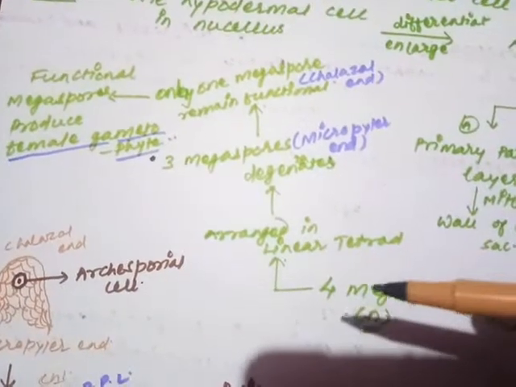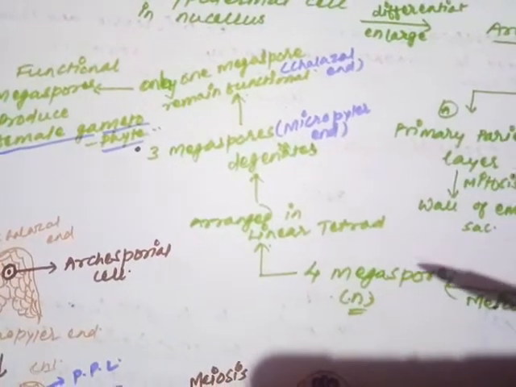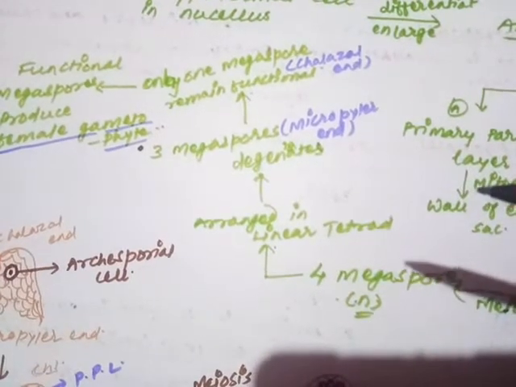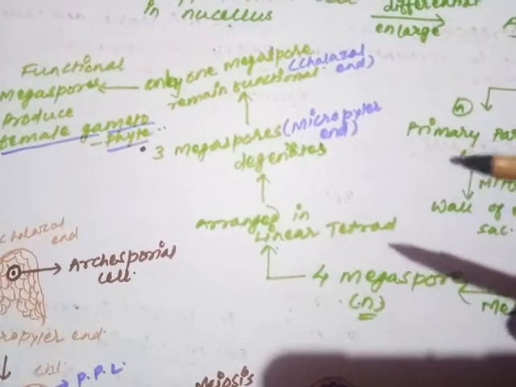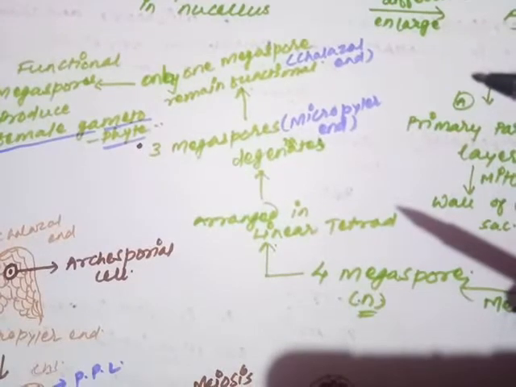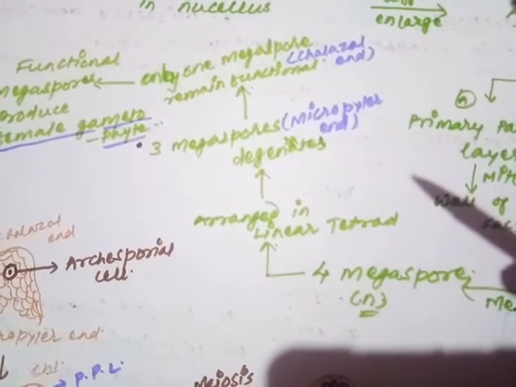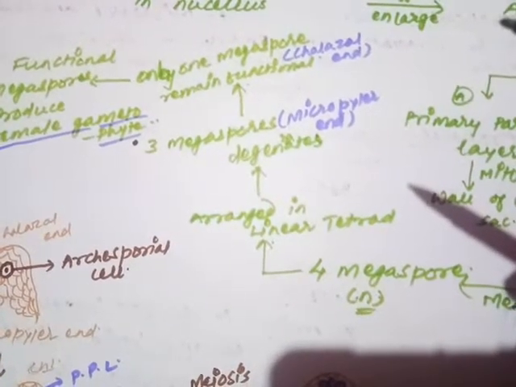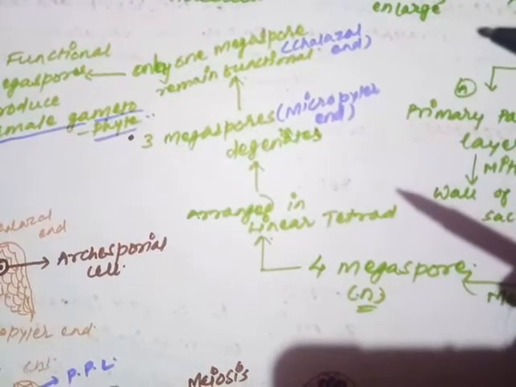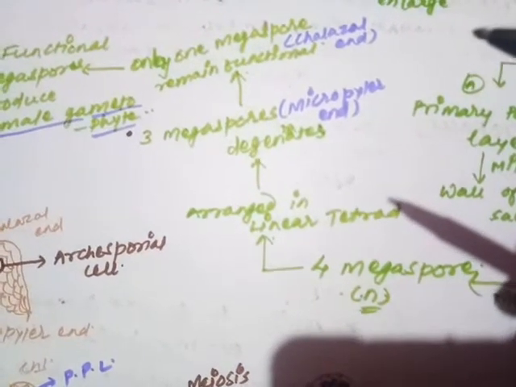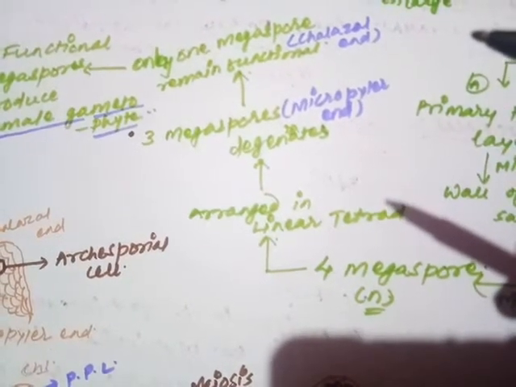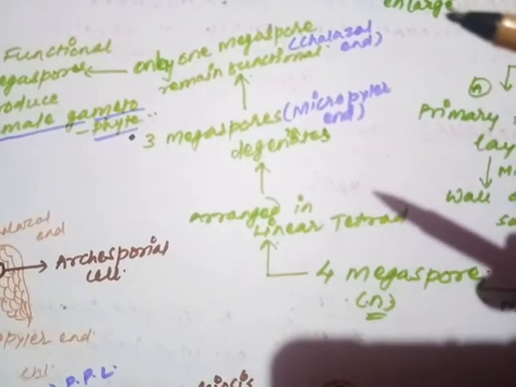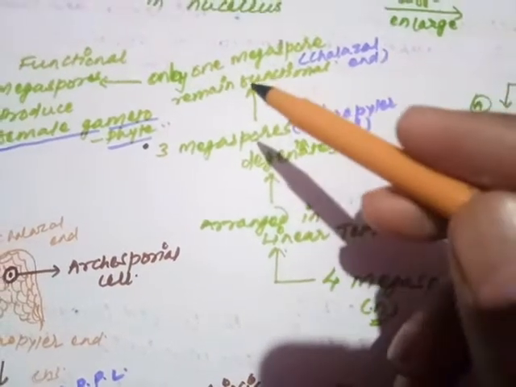So till now it is clear: the 4 megaspores which are haploid in nature, formed after megasporogenesis, are arranged in a linear tetrad. Out of these, 3 degenerate. Which ones degenerate? The ones lying at the micropylar end, and only one remains functional, that which is lying toward the chalazal end. So till now it is clear.